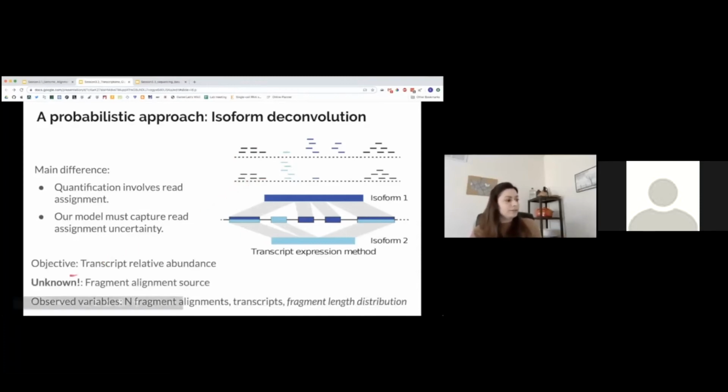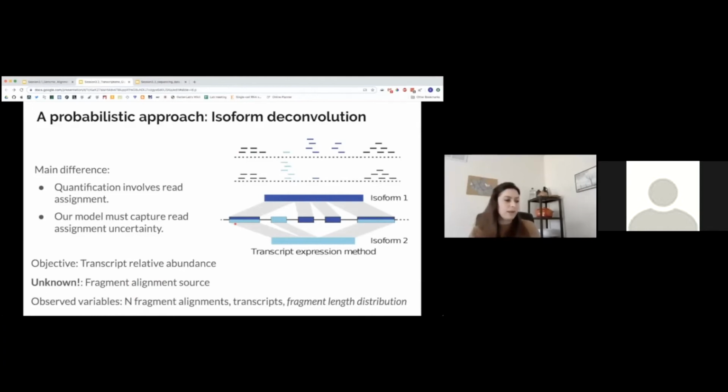All right, so your objective is to get the transcript relative abundance, not the gene level, but transcript level. And you don't know where that alignment actually came from. What you do know is that you have a certain number of fragment alignments. You know the actual transcripts that should be there, and you also know the fragment length distribution.